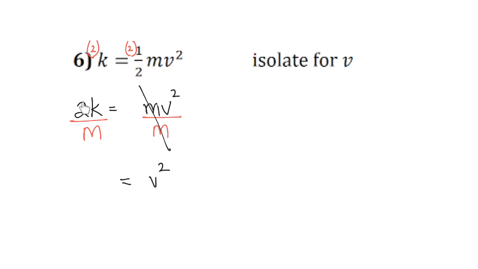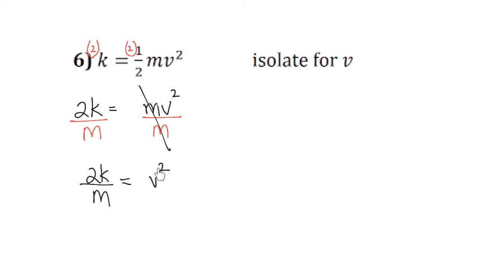On the left-hand side, we've got 2k divided by m. Nothing we can do with this. Can't put any of these letters together or simplify it in any way, so we're just going to recopy it. So are we done? Have we isolated for v? Well, not quite yet. We still don't have v by itself. We still have v squared.